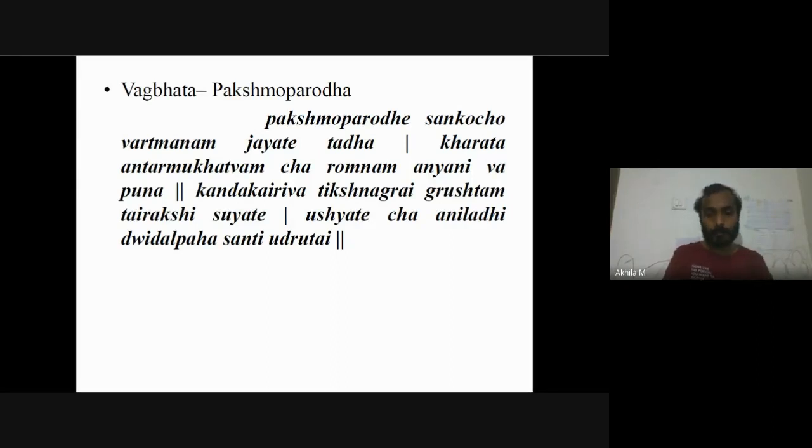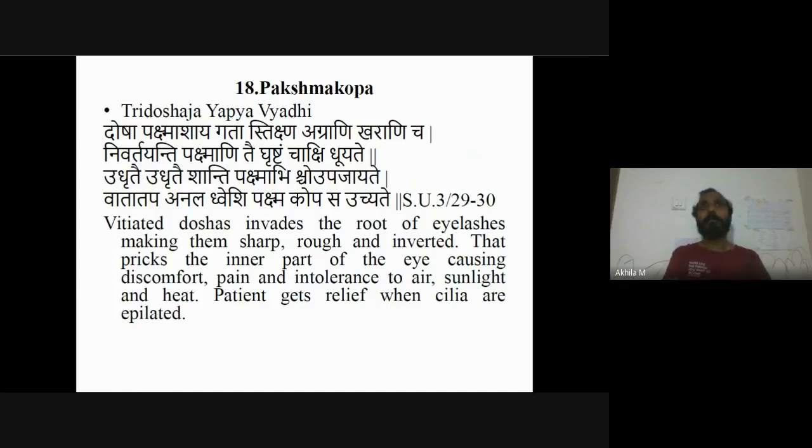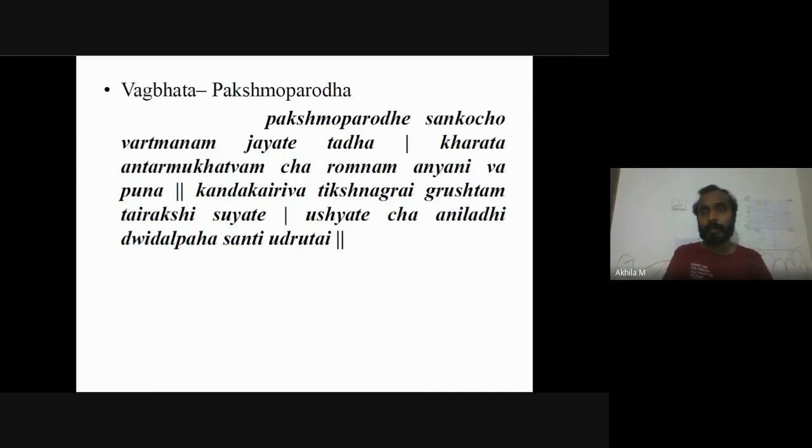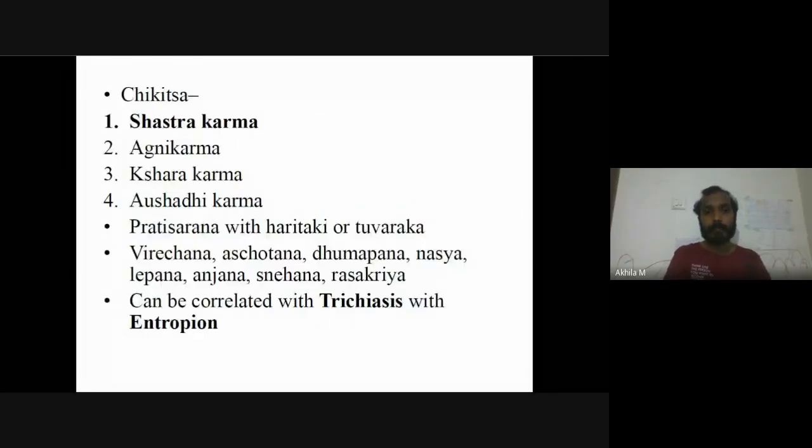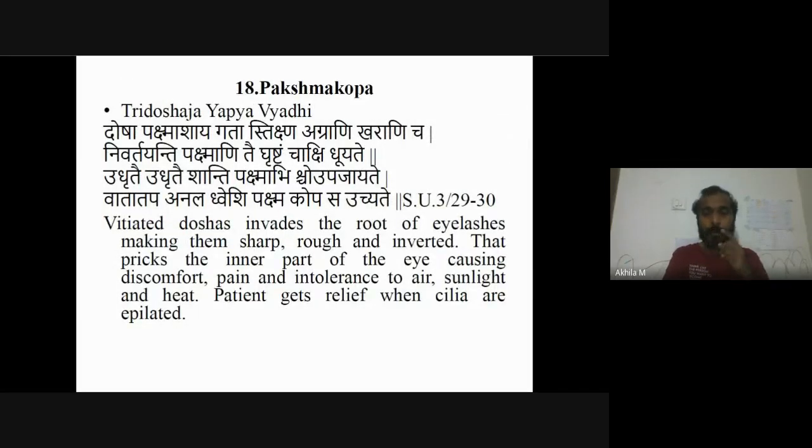So because of the vitiated dosha, the cilia, the eye lashes, the pakshma, is misdirected, and becomes tishna agra, sharp pointed and rough in nature, because of the vitiated doshas. The doshas are reaching the root of the cilia, causing the pakshma to become sharp pointed and rough in nature, pointing towards the netra, towards the eyeball, and touching the cornea or the conjunctiva, irritating the eyeball.